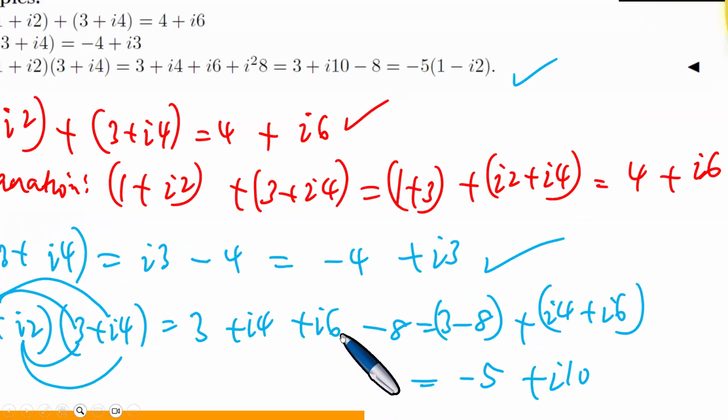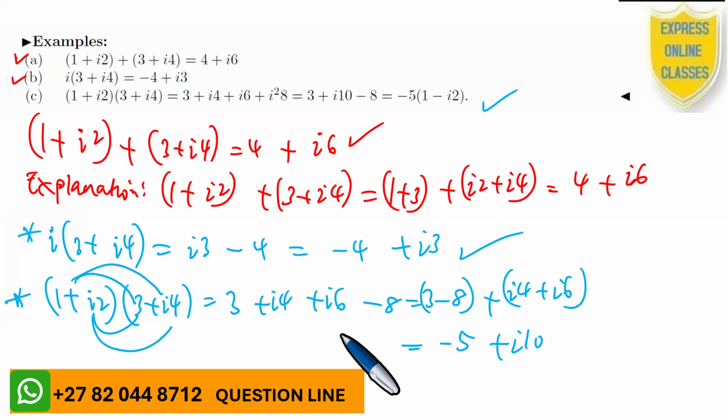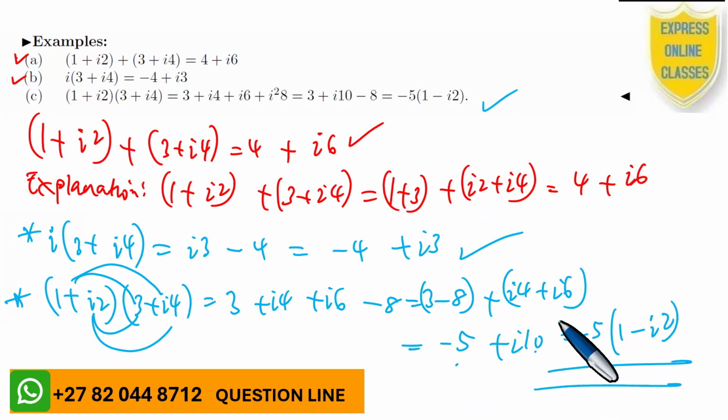Is it? Okay, let's check this out. Yes, it appears to be exactly the case. Right, so if this is true, then this is written in terms of the real part and the imaginary part. You can have minus 5 times 1 minus i2. And that becomes the answer. Okay, which is exactly that. Let's look at the next question.